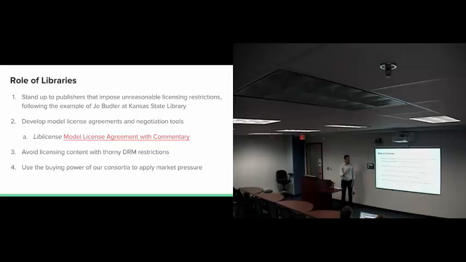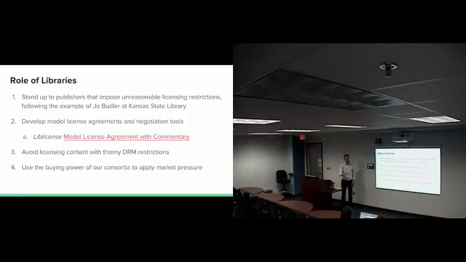LibLicense is sort of a coalition of, well, it started as an email list, but really it's librarians who are interested in licensing of any kind and who participate in collection development and whatnot. It's a very active list. They developed a model license agreement with commentary. That's a really important development because it's basically a document that has all sorts of licensing provisions that you could just copy and paste into a license that's under negotiation.